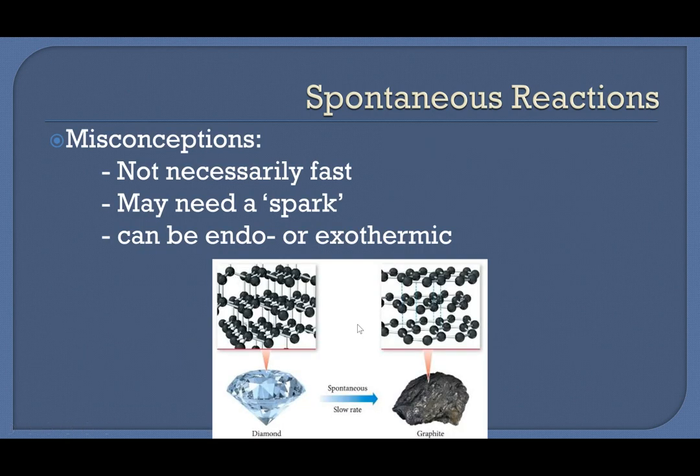A couple other misconceptions is that spontaneous doesn't necessarily mean fast. So you can have something that is a spontaneous reaction, but kinetically, the reaction takes a really, really long time. So an example of this is diamonds. So diamonds are just a collection of carbon atoms. Graphite, so the lead in your pencil, is just a collection of carbon atoms. So it is a spontaneous reaction for diamond to break down into graphite. So the diamond that's on your finger or in your jewelry can spontaneously break down into pencil lead.